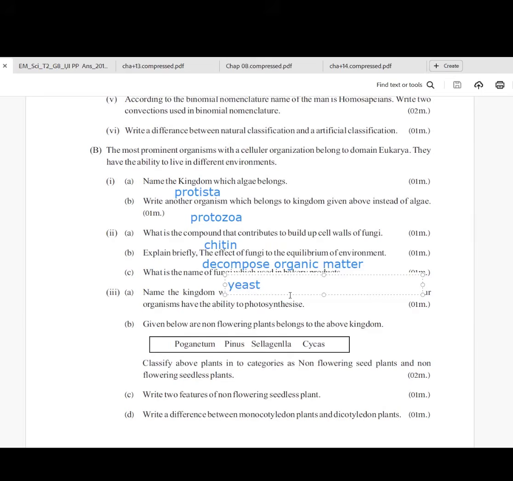Name the kingdom which belongs to domain Eukarya, consists of multicellular organisms, and has the ability to photosynthesize. Answer: Plantae. Given below are non-flowering plants belonging to the above kingdom: Pogonatum, Pinus, Selaginella, and Cycas. Classify them as non-flowering seed plants and non-flowering seedless plants. Seed plants are Cycas and Pinus, and seedless plants are Pogonatum and Selaginella.